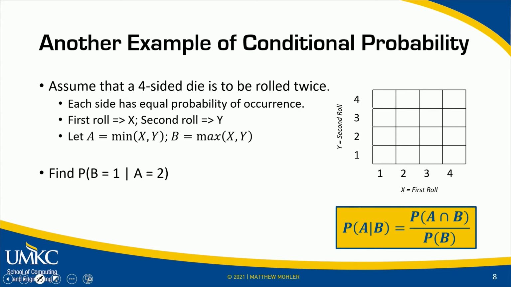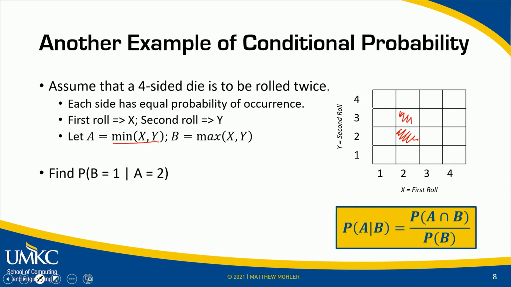So let's say that we want to find the probability that B is equal to 1, given that A is equal to 2. Well, A is the minimum of X and Y. So the minimum of X and Y is anywhere that X and Y are both 2. That's an easy analysis. And then anywhere that X is equal to 2 and Y is something greater than 2.